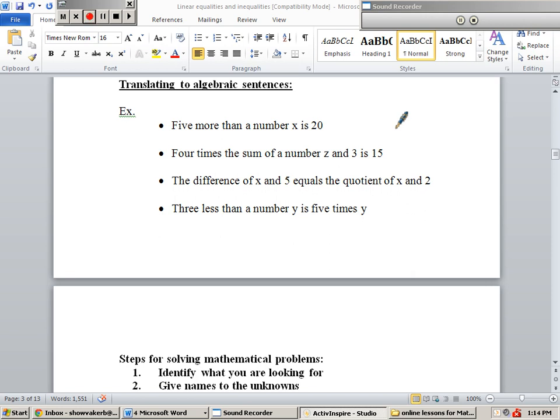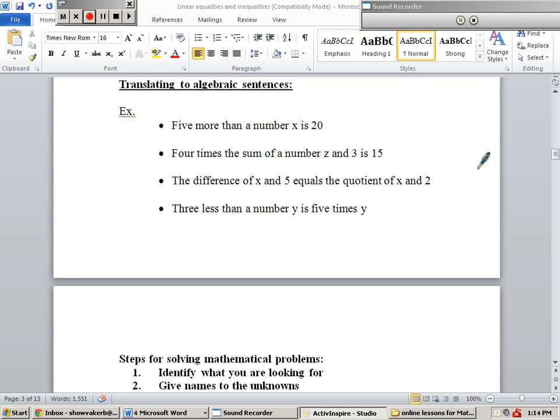4 times the sum of a number z and 3 is 15. So I have 4 times, I have the word sum, z and 3, is 15. First thing I want to point out to you is if you see the words sum, product, difference, or quotient, they usually mean that parentheses are going to occur. So I have 4 times parentheses for the sum. Sum means addition. I'm going to add z and 3, equals 15.